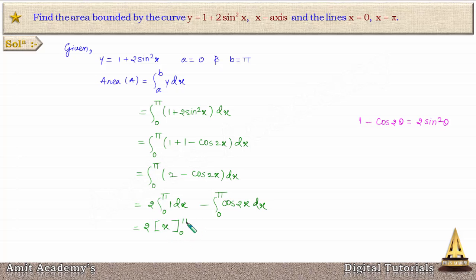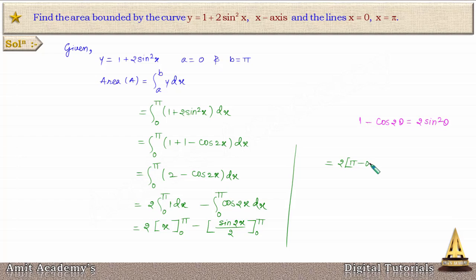So is equal to this 2 here as it is, integration 1 dx is x, the limits are from 0 to pi, minus, also integration cos 2x dx will be sine 2x upon the coefficient of x, that is 2, and the limits are from 0 to pi. So is equal to this 2 here as it is in square bracket. For this x, first we have to write the upper limit, that is pi. So pi minus, then we have to write the lower limit, that is 0.